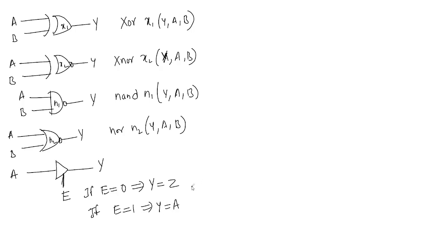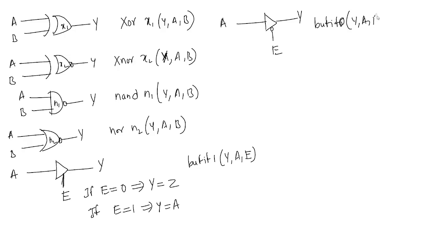So how to write this? It is bufif1 (y, A, enable), like this. Suppose the tri-state buffer is like this, with enable. How to write for this one? bufif0, bufif0 (y, A, enable), like this. Is it fine?